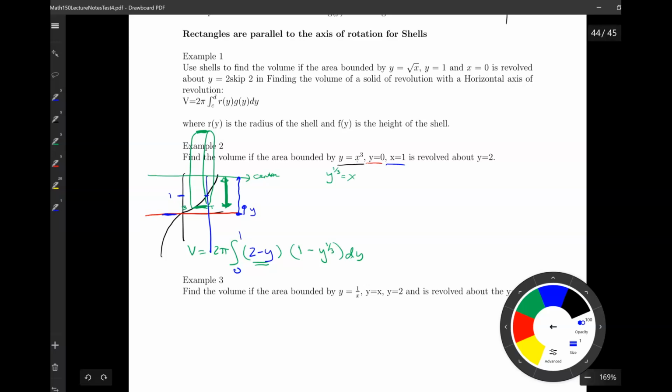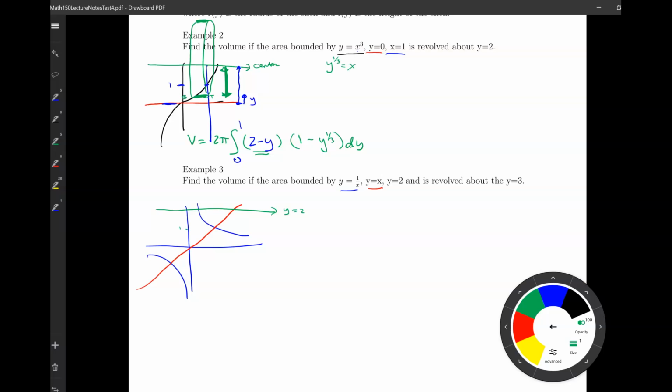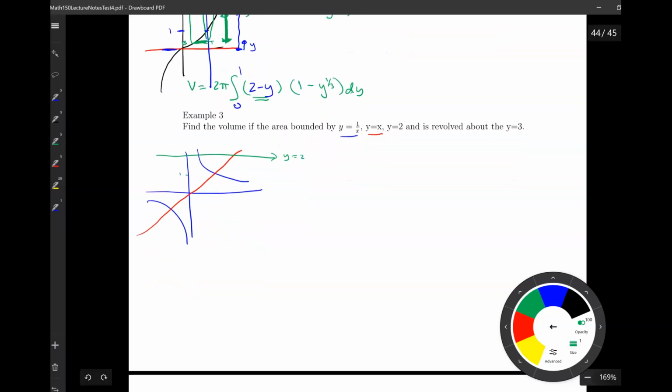All right. So let's look at y equal 1 over x, which you know looks like this. y equal x, which is this. And y equal 2. So I know these are going to cross at 1. So there's 1. So y equal 2 is up here. Oh, and that's y equal 2. And then I'm revolving it about y equal 3. Oh, shucks, that was not a great drawing, was it? All right, let me do it down here again.